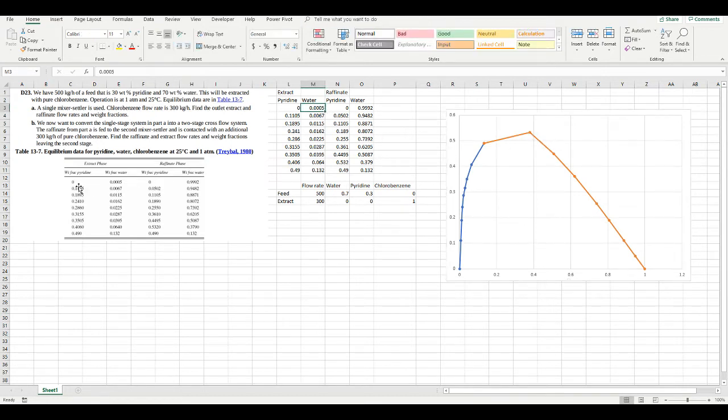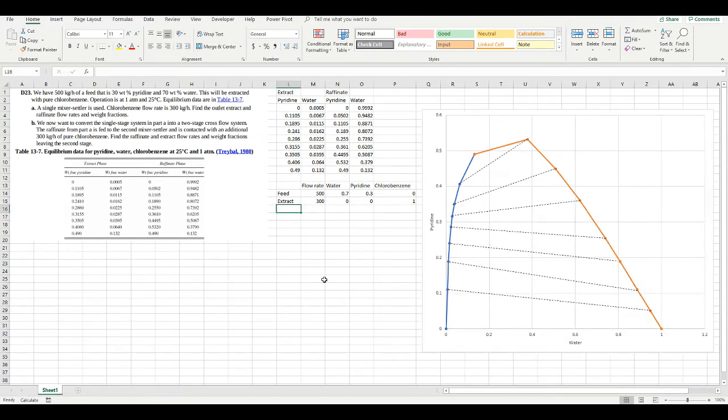So the way this equilibrium graph is set up, this row is in equilibrium with this row. And this essentially means that you just need to draw lines like that. And so let's go ahead and do that. Okay, so now we have the tie lines drawn.